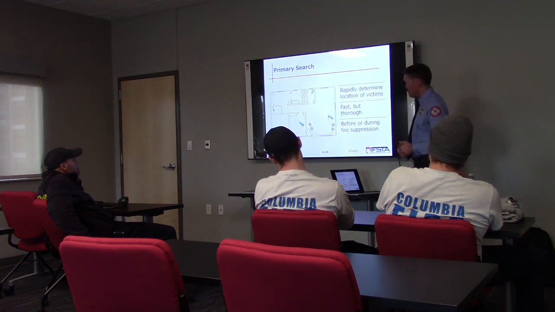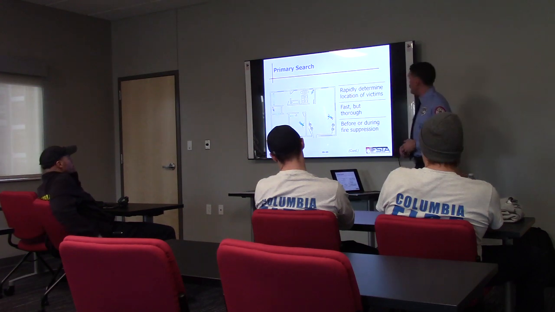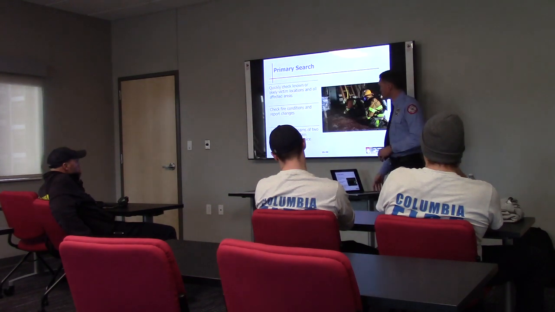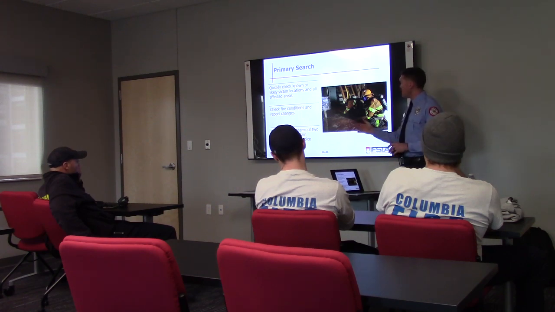Primary search. And again, remember we talked about our objectives earlier. One of our objectives is to be able to perform a primary search. We're going to be rapidly determining the location of victims. It's going to be fast but thorough. This is going to be before or during fire suppression, so this is going to be while things are happening. We're going to quickly check known or likely victim locations in all the affected areas. We're going to check fire conditions and we're going to report any changes that we find.